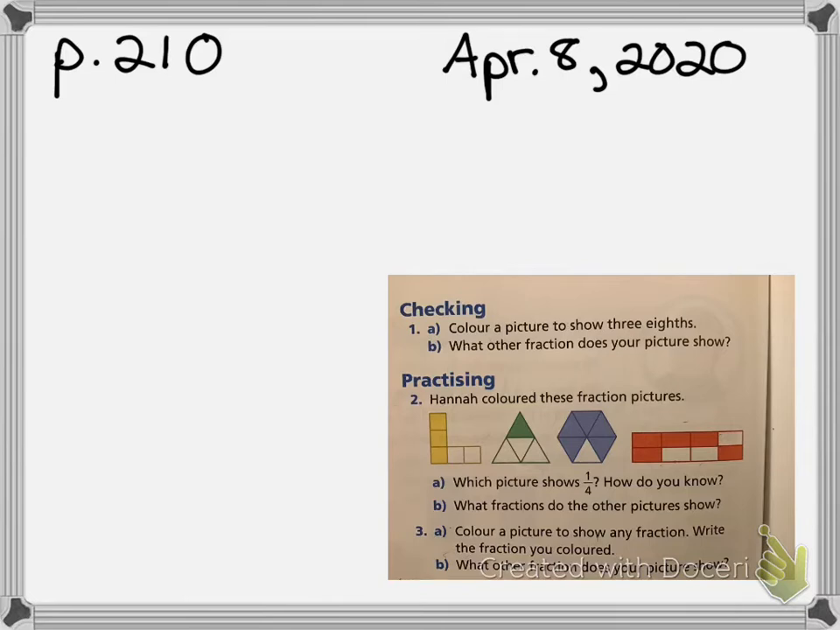All right, on your piece of paper, I would like you to put page 210 at the top, and then I want you to write April 8th, 2020, and pause the video until you're finished writing that out, and then start the video again. All right, now that you're all set up with your page number and your date, we're going to do this just like we do it at school.